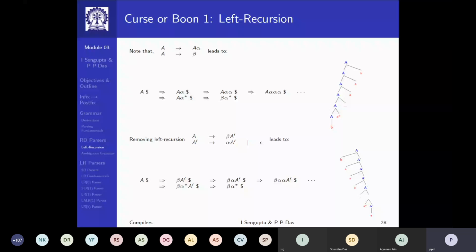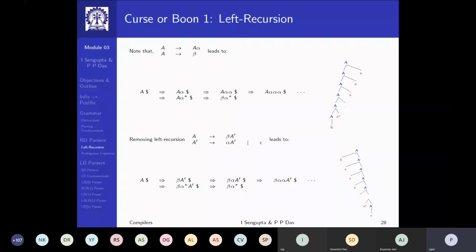It necessarily gives you the same language. Your parse tree is being rotated. So you can solve this issue of left recursion, which is a showstopper for a recursive descent parser, by converting it to right recursion. That's a simple way of doing it.